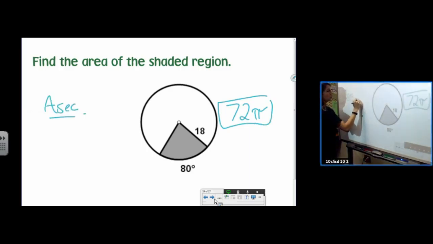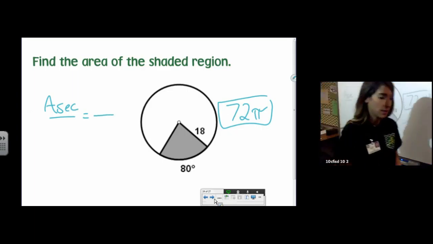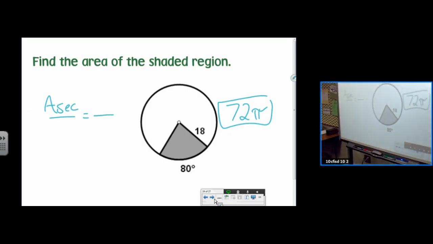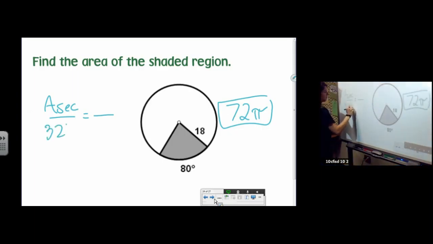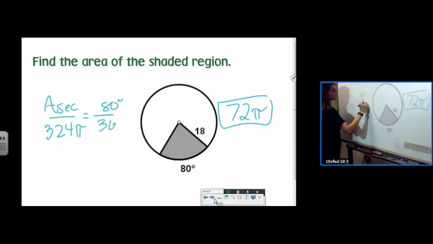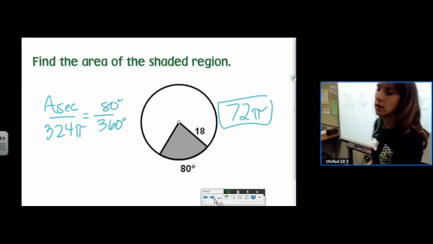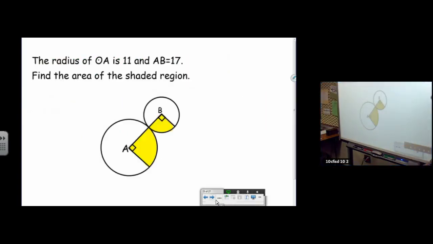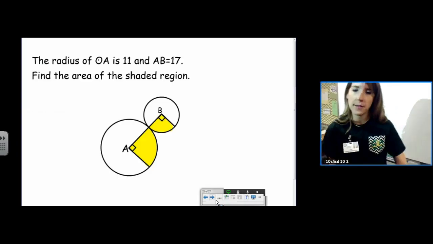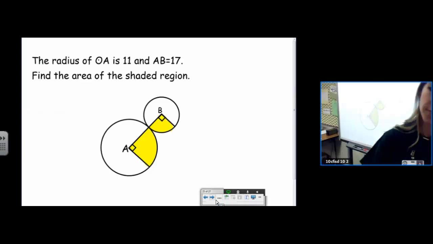ASEC over, whoa, what was the area? What is 18 squared? 324 pi. Pi r squared equals m over 360. Doing good. Cross multiply, you get 72 pi. All right, this is going to be our last one for the day. I will give you some time to think about this.